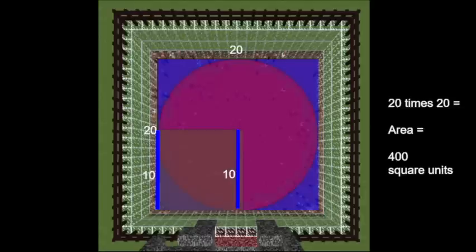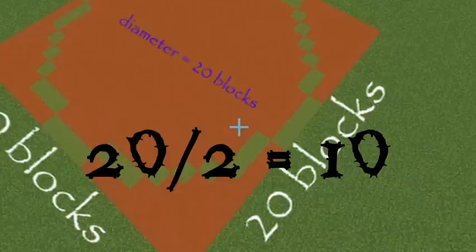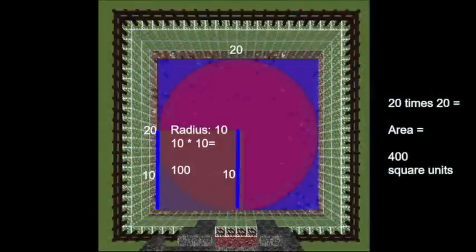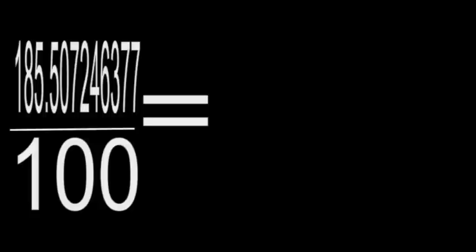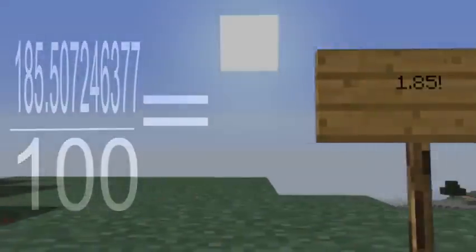Now we have the area of our circle, and we know our circle's radius is about 10, due to it having the same dimensions as the square, and 10 being a half of its diameter. This means that a radius squared is 100. After dividing both sides by 100, leaving only pi comes out to be about 1.85.